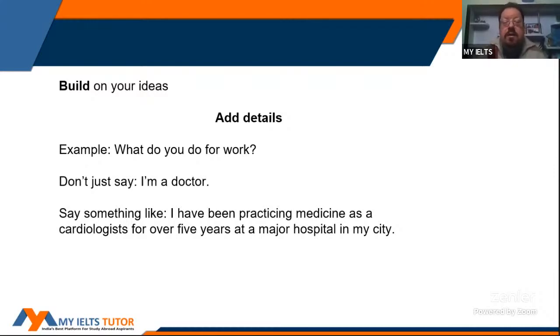And details, I'm going to tell you this, they give color and depth to your responses. And they make what you say interesting. And interesting responses always score higher. They always score higher. If they're not interesting, if they lack in details, you're going to have a lower score. Well, also with details, you have more things to say as well. So build on your details.